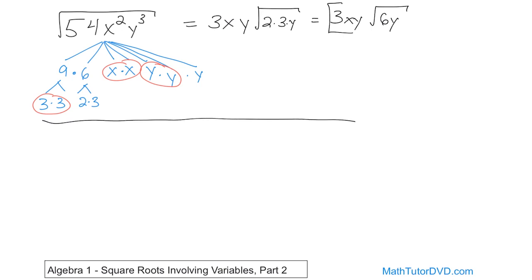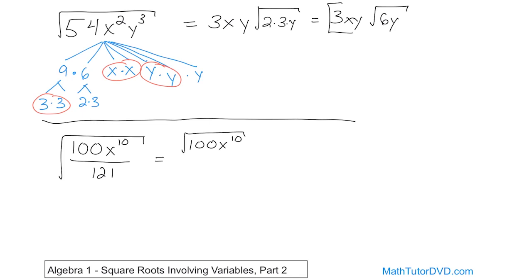Now we're going to do another one here, but this time we'll make it a little interesting because it'll be a fraction. 100 times x to the 10th power divided by 121, and we'll take the radical, or the square root, of the entire thing. Remember how to handle this: we break it into numerator and denominator. So we'll have the square root of 100 times x to the 10th, and then we'll divide it by the square root of 121, like this.